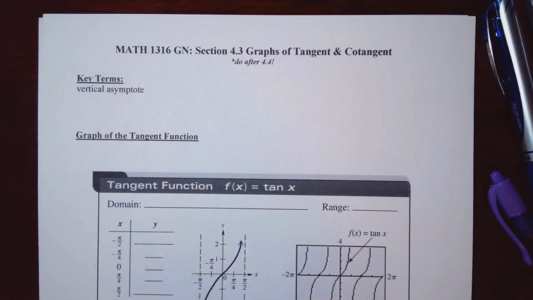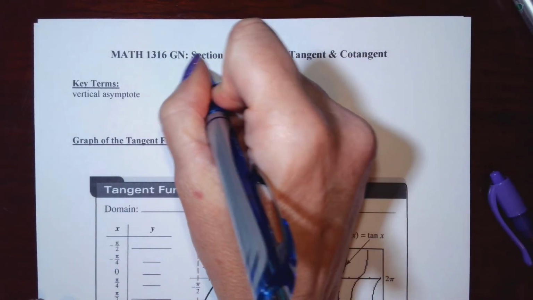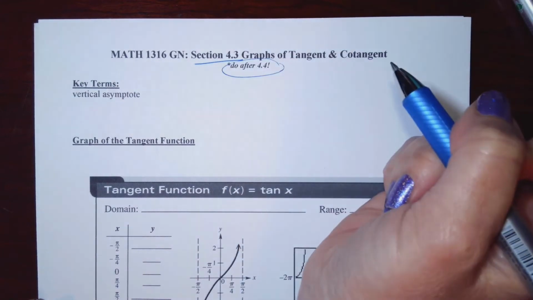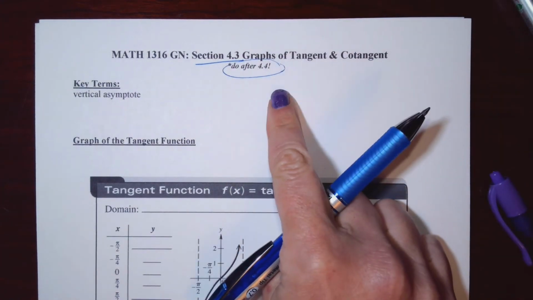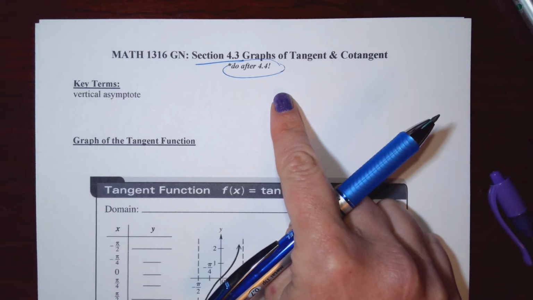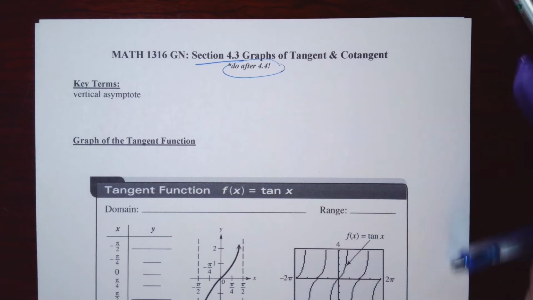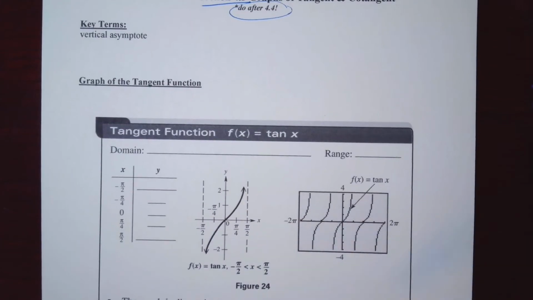For the last section in chapter 4, we will tackle tangent and cotangent graphs. Again, we're out of order. We did this after 4-4 because those 4-4 graphs, secant and cosecant, made sense to follow up right after sine and cosine. Our graphs of tangent and cotangent are unique.